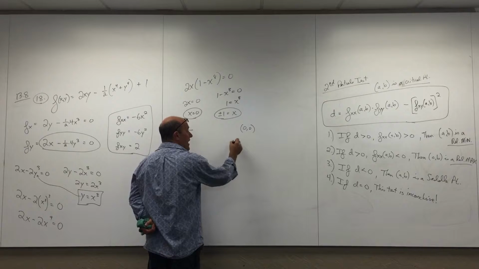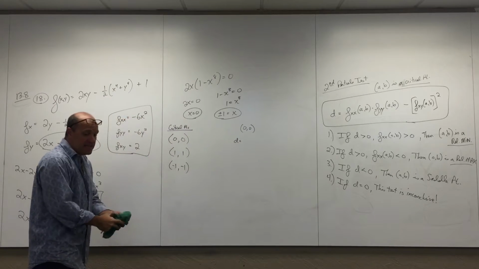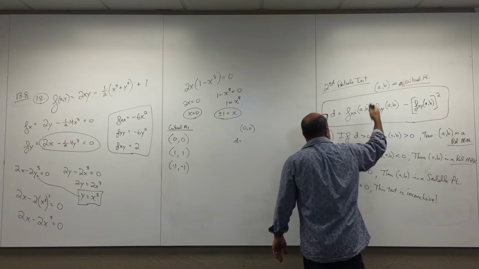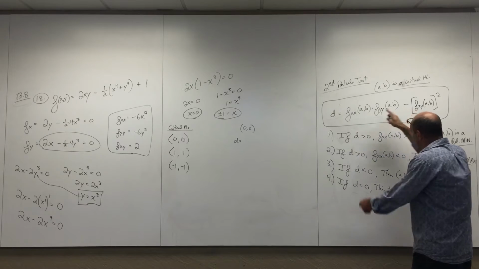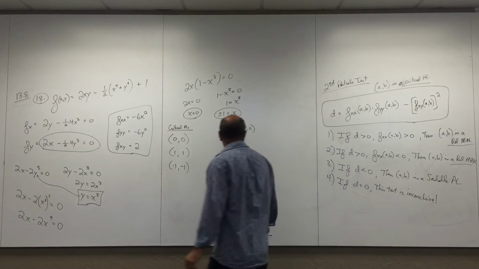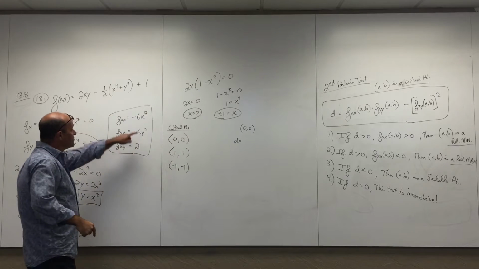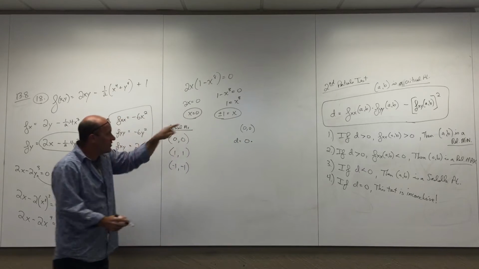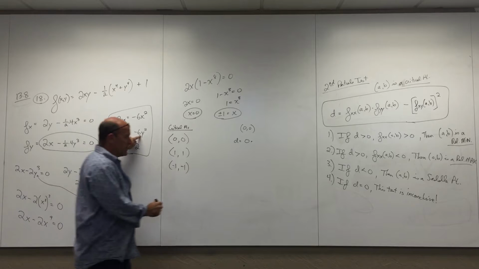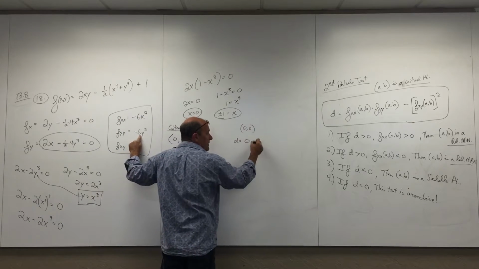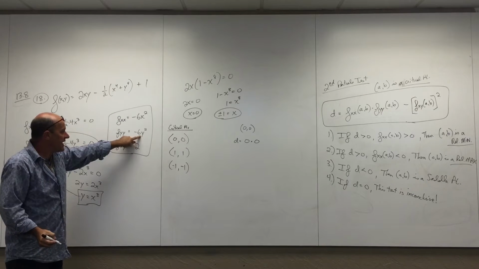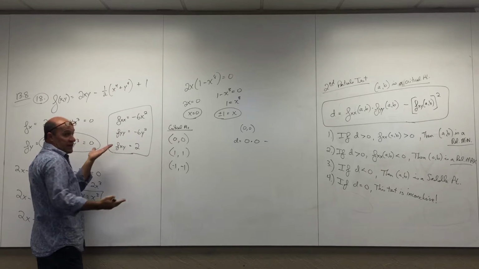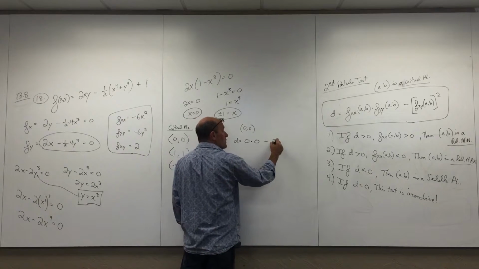So we're checking out the 0, 0, and I have to calculate my d. My d is the fxx evaluated at that point, times the fyy evaluated at that point, minus, so here we go. If I plug that 0 into the fxx, I get 0. If I plug that 0 into the fyy, I get 0. This time I'm plugging in the y for 0, but I still get 0. And then I have to subtract what happens when you plug that point into the fxy. Well, you just get 2, and you subtract 2 squared.